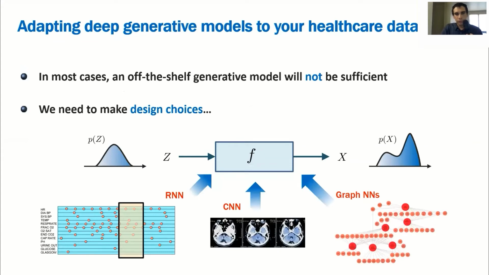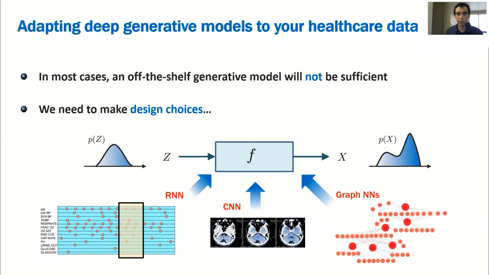So, of course, I didn't get into the details of each of these models. Each of them is worthy of a tutorial of its own. But as I said before, in most cases, you will not just pick a run-of-the-mill GANs or run-of-the-mill variational autoencoders or just vanilla normalizing flows for your application. We need to make design choices for the medical problem at hand.